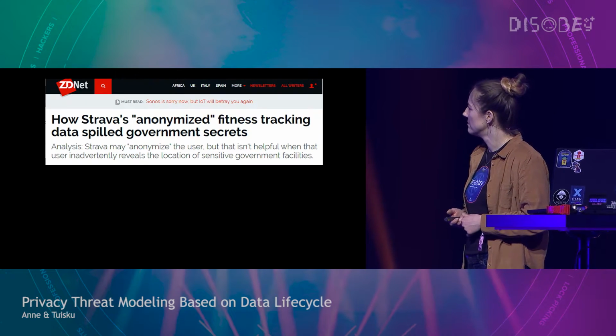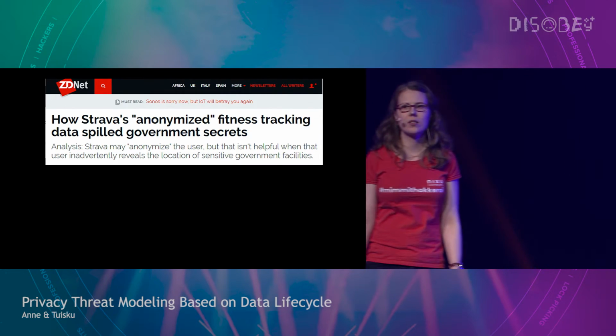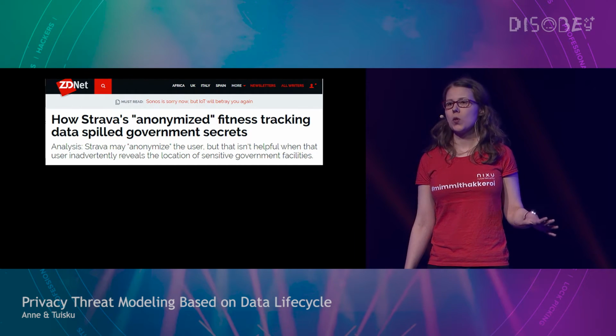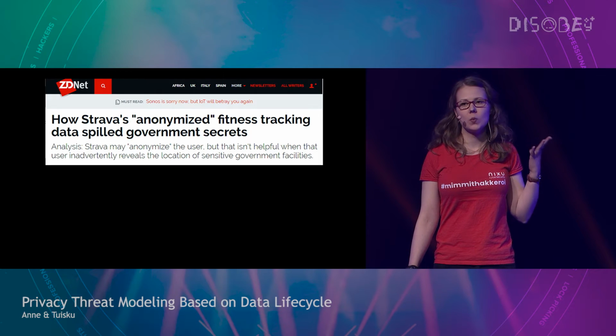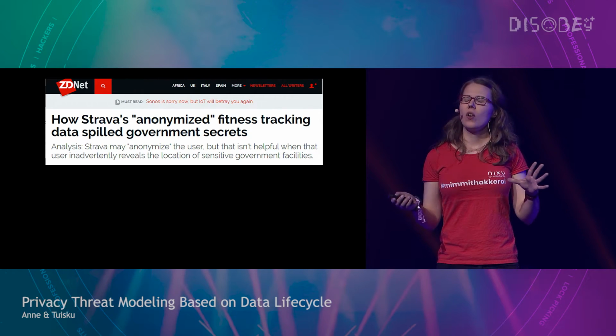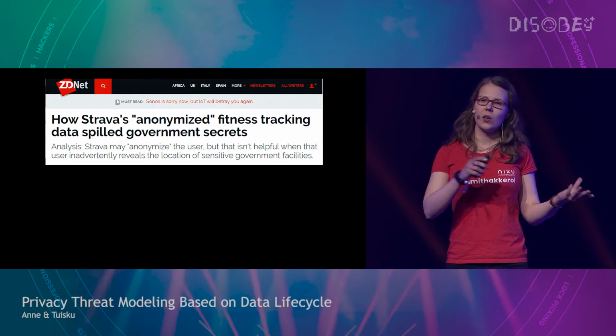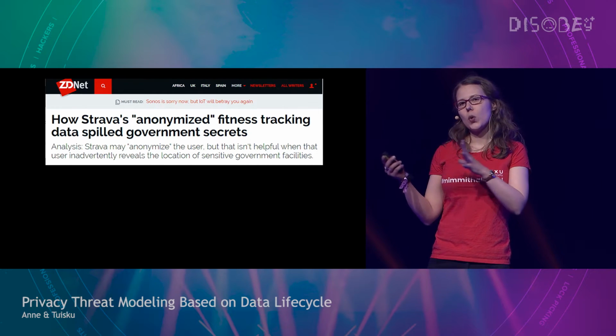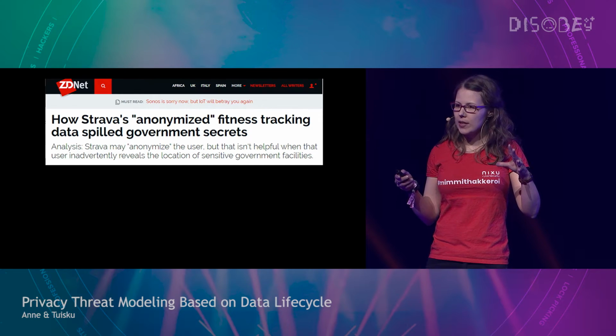Well, let's see. News from January 2018. The fitness app Strava was supposed to be anonymized, but, well, there was a flaw in it. And by calculating the midpoints from the starting point and the ending point of the workout, you could practically deduce where somebody lives.